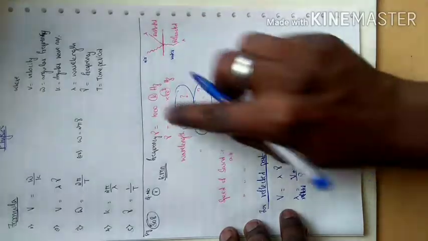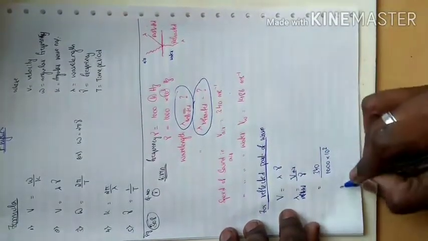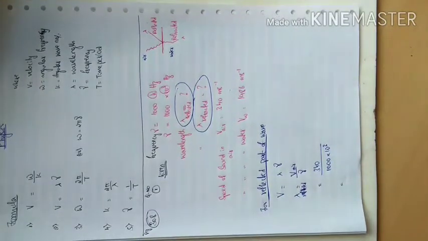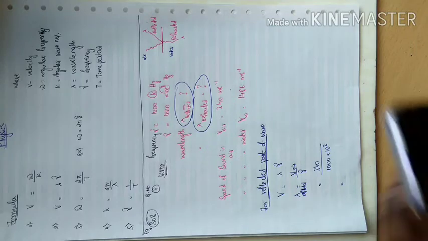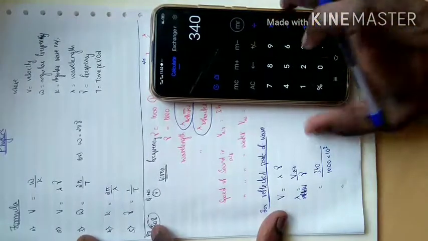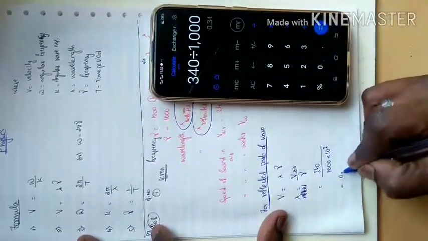What is the frequency they are given? 1000 into 10 to the power of 3. And it becomes how much? Take your calculator and start doing the calculation. I want you to keep the calculator along with you, so that it will be easy. I want you to do the problem along with me. See here how much it is? 340 divided by 1000.